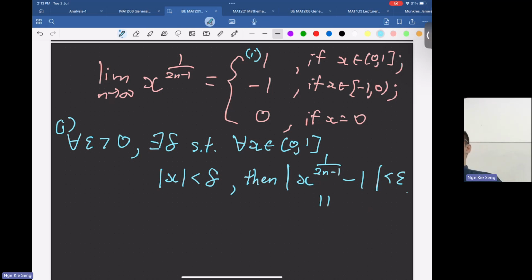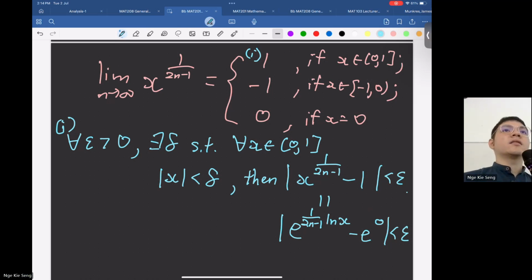But this part? How do you realize this? X to some power, how do we define this? Actually, we define it using the exponential function, correct? So we can rewrite this difference here by e to the 1 over 2n minus 1 times ln x, minus 1. We can rewrite using the exponential. I'm looking for the limit where x is in 0 to 1. What is the limit of this function? The pointwise limit.